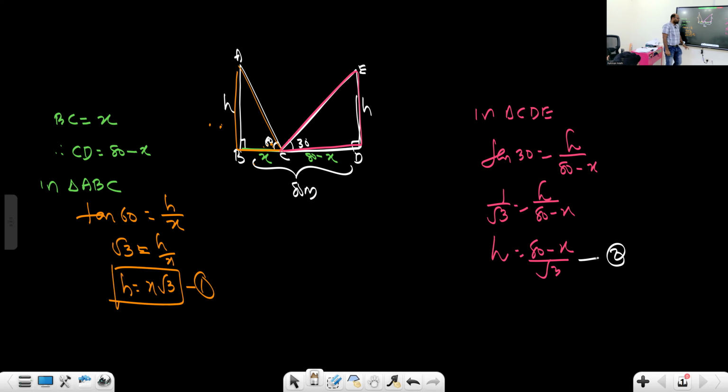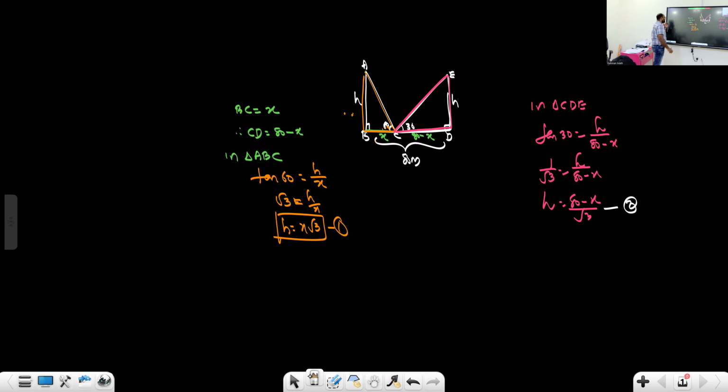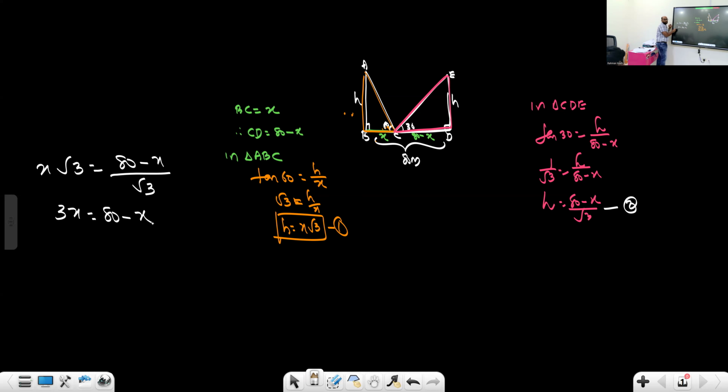From 1 and 2, here another mistake people are making. x root 3 equals 80 minus x by root 3. Root 3 you transpose. What is root 3 into root 3? 3. So 3x equals 80 minus x. Another mistake people are making. What I noticed, can you tell me? Minus x when you transpose, again writing minus x. Don't make that mistake.